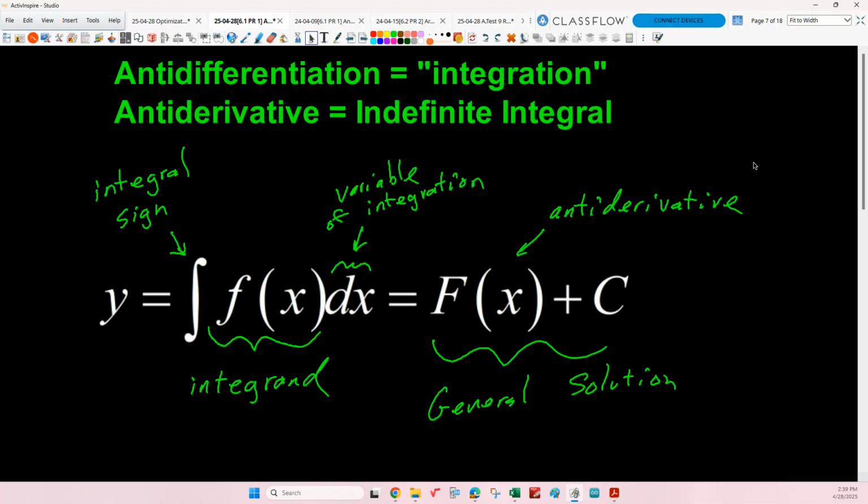Why is it an indefinite integral? Because it's only true to within a constant. We haven't assigned a value for the constant, right? It's indefinite because we didn't specify what c was. We just left that general, okay?